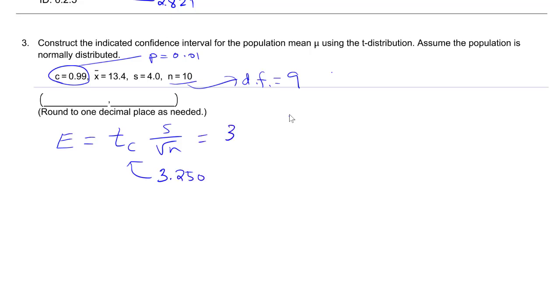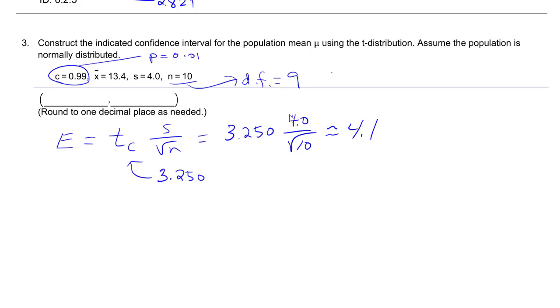All right, so we'd have 3.250 times s, which is 4.0, over the square root of 10. And that's going to give us about 4.1. Okay, so that's the margin of error.